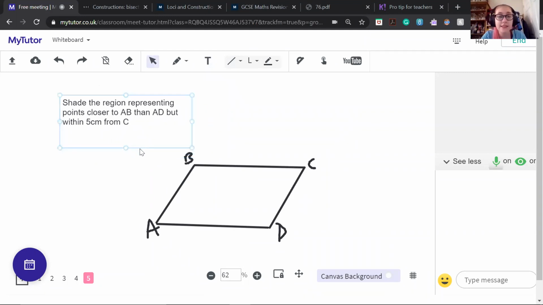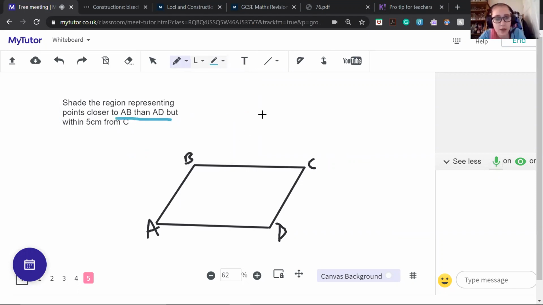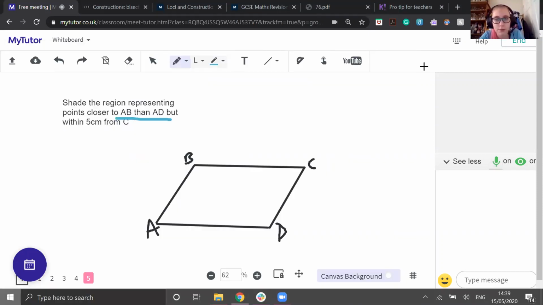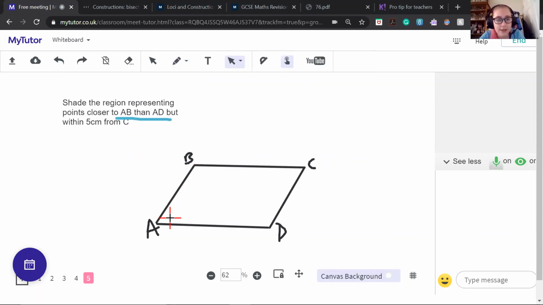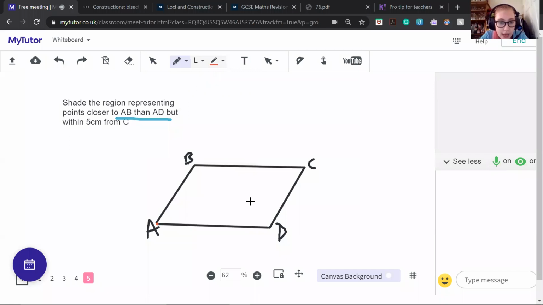So again, this is 2 things to do. We're going to do both, shade them, and work out which bit is in both. First of all, closer to AB than AD. That's closer to this line than this line, and that's an angle bisector. So this is the hardest one. We're going to put our point on A and extend it a little bit. I'll do all of this in blue so you know which construction lines are which. Extend a little bit, draw a little arc on each of these.